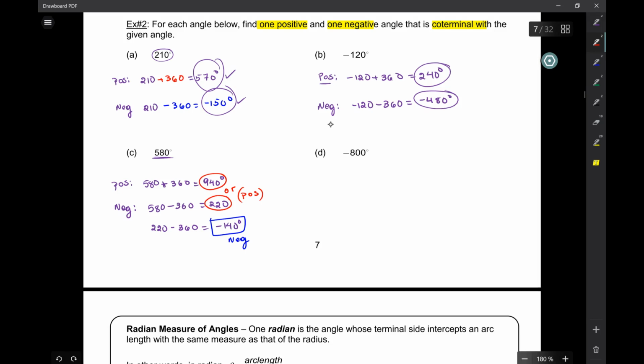All right, let's do another one. Negative 800. Look at what's going to happen here. I'm not going to label negative or positive right now. I'm going to take negative 800, and I'm not even going to subtract. I'm just going to add 360. And what's that going to give me?